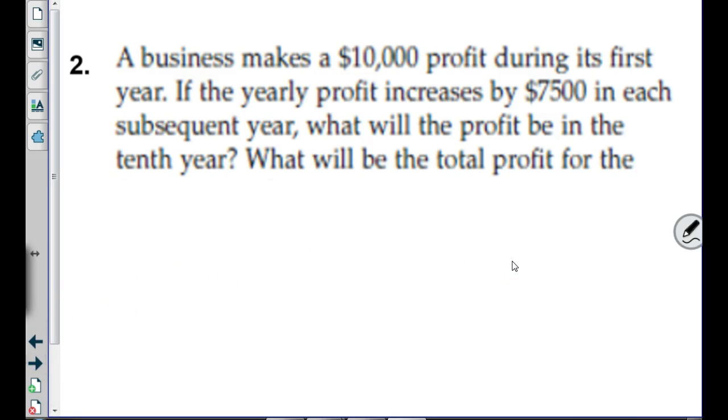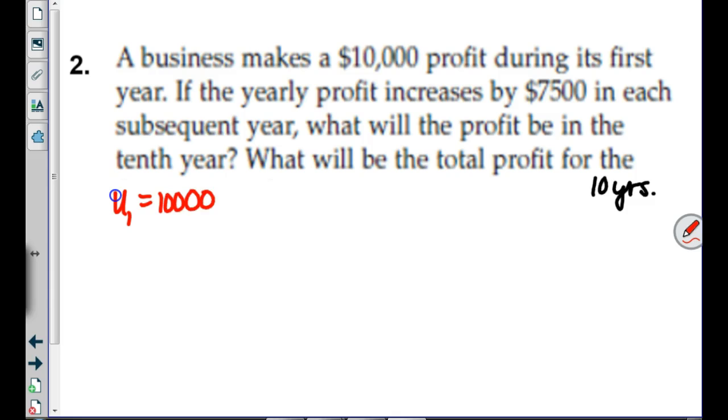Number 2. Okay. A business makes a $10,000 profit during its first year. If the yearly profit increases $7,500 in each subsequent year, what will be the profit in the 10th year, and what will be the total profit for the, and it's cut off, it should be 10 years. Okay, 2 parts to this. So is this year 1 or not? Read carefully. Yeah, it says during its first year. So the first year it makes $10,000.